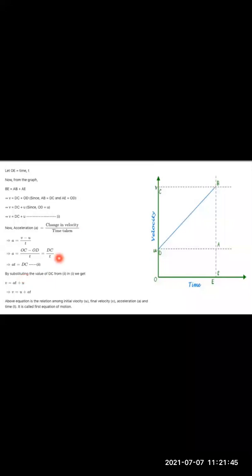We rearrange the terms, we take this t to the left-hand side, so DC becomes at. Just substitute this DC as at in this equation. You will get Newton's first law of motion equation.